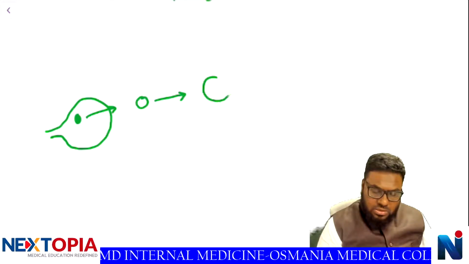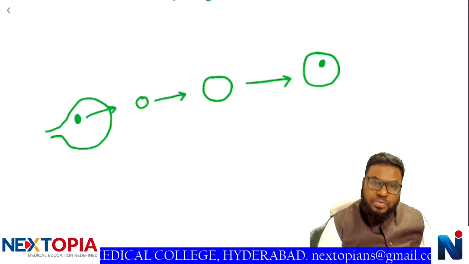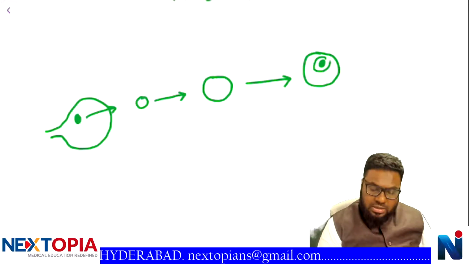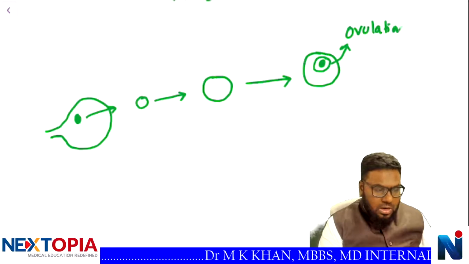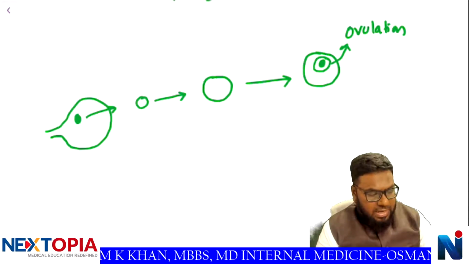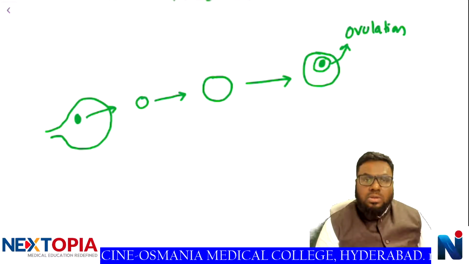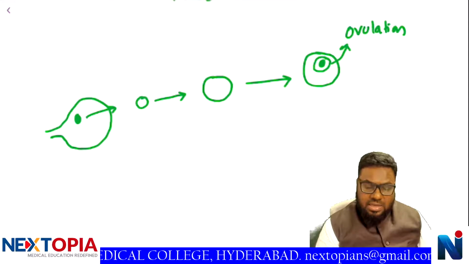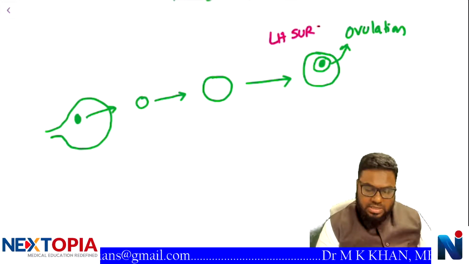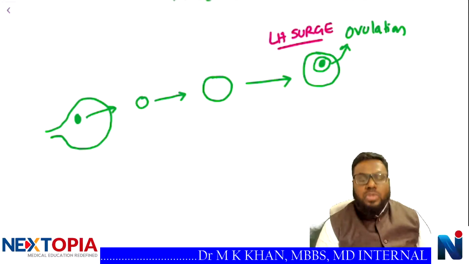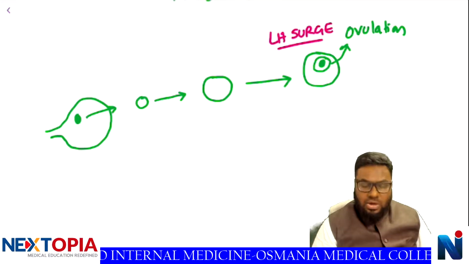This follicle is harboring the oocyte. This oocyte gets expelled at the time of ovulation, as a result of the LH surge. After this, it becomes a corpus luteum. We call it the luteal phase.